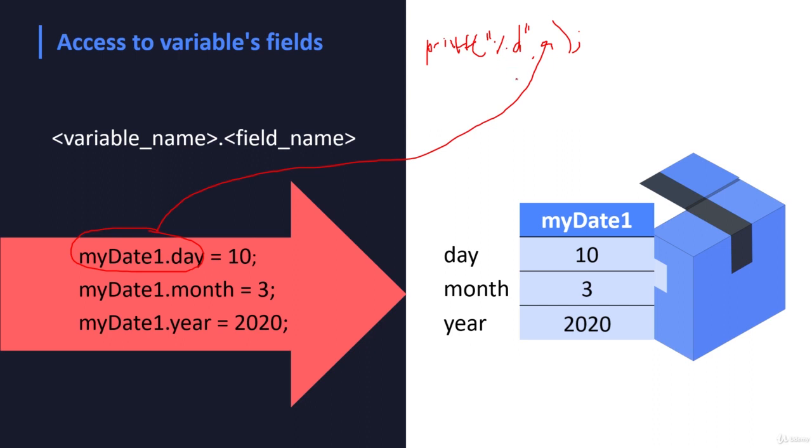That's how you print the value. Since you know how to access a given field inside of this variable, you can also use the scanf function to read values from the user. If you want to read a given value from the user and place it inside the day field, you specify scanf with %d and just use an ampersand before the field you want to fill.